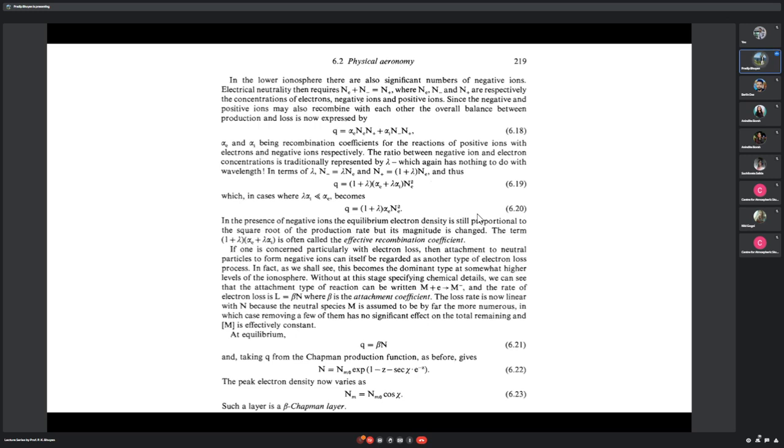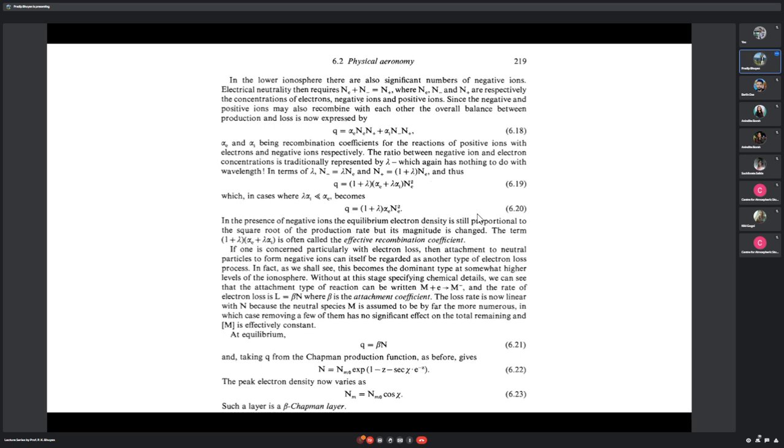Instead of what we discussed in our last class, that alpha is the recombination coefficient, recombination means it combines, okay? But here, the recombination can be two ways. Two ways means two types. One is an electron recombining with a positive ion, and the other a negative ion recombining with a positive ion. So you have two alphas, instead of one alpha.